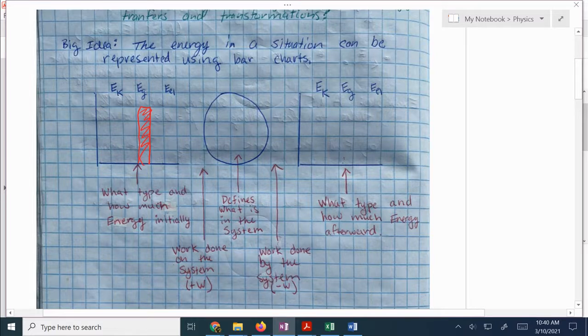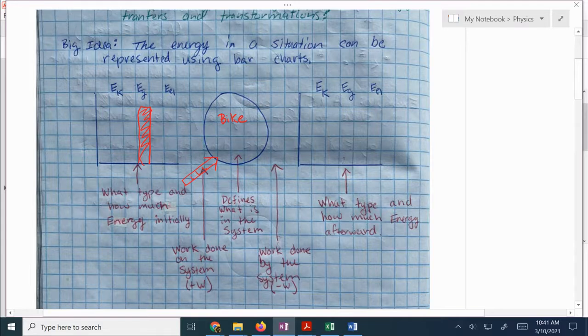Then we've got this work done. If there's any energy that's being added or subtracted, that would take place here. So if the person pedals the bike, obviously that's going to add energy into the system there. Let's talk about what we mean by a system real quick. It defines what is in the system. Sometimes there's just one thing in the system, like in this case, we're just talking about the bicycle.